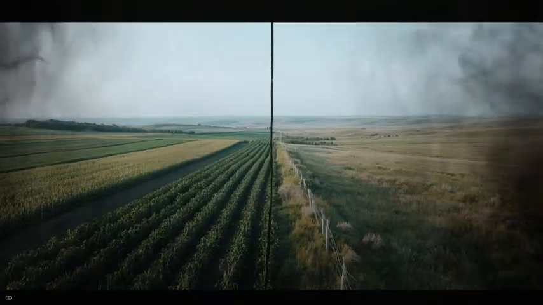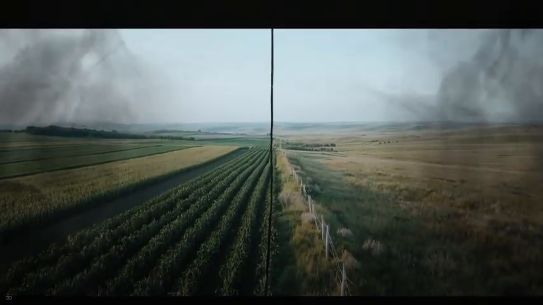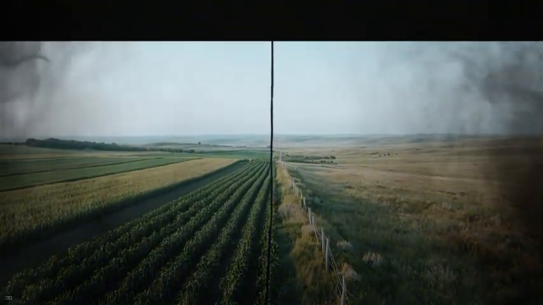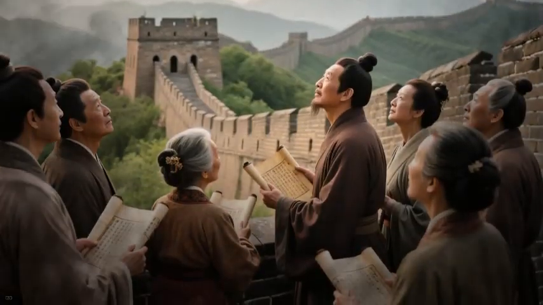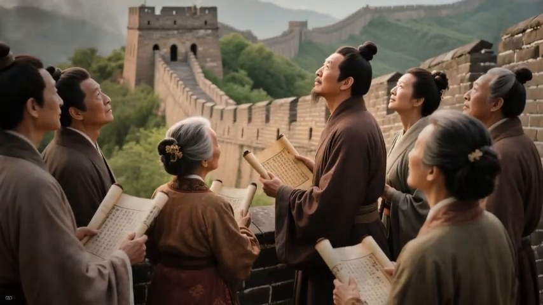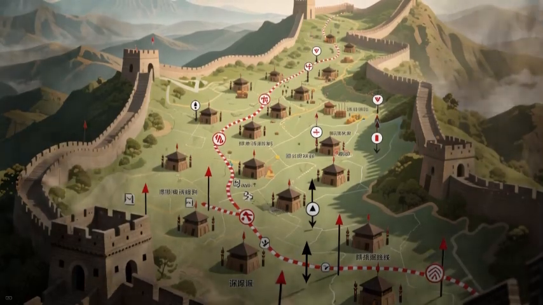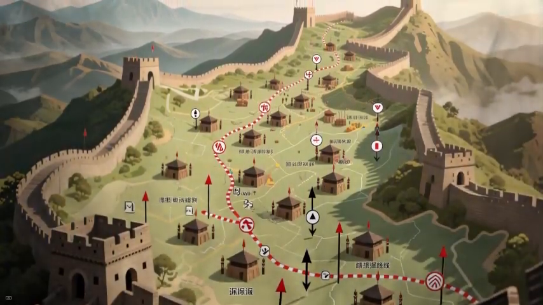Over time, the wall came to symbolize the boundary between agricultural societies and the open steppe. Even though this boundary shifted many times throughout history, this symbolic meaning grew stronger as later generations inherited the structure and its legacy.